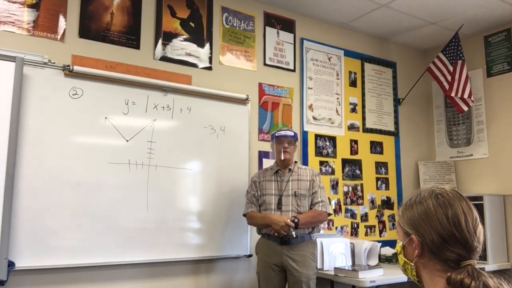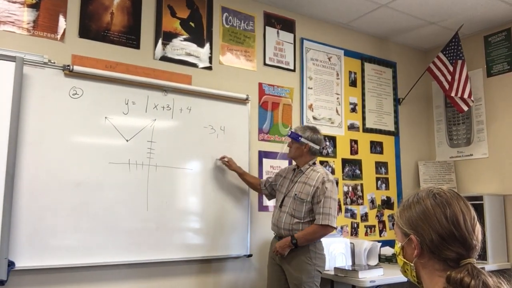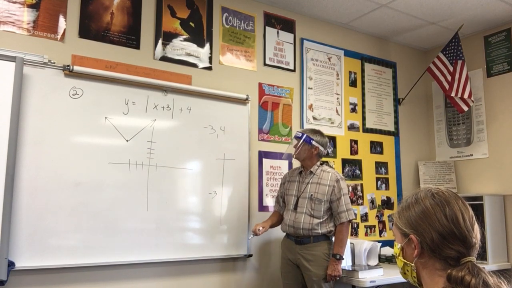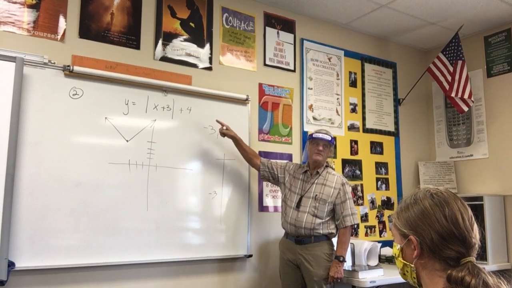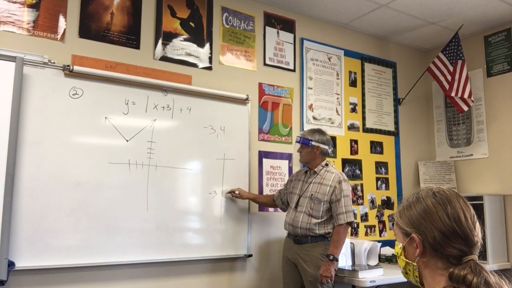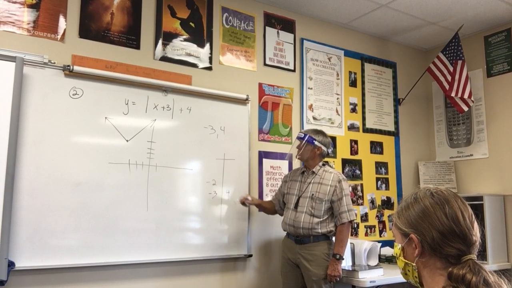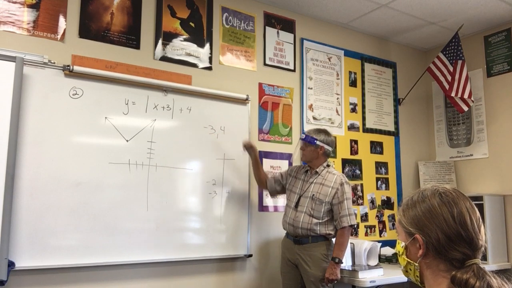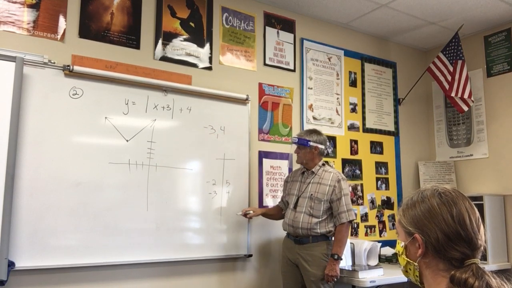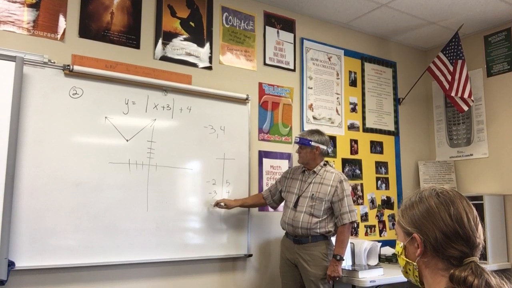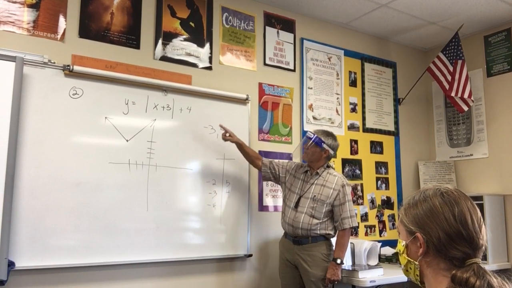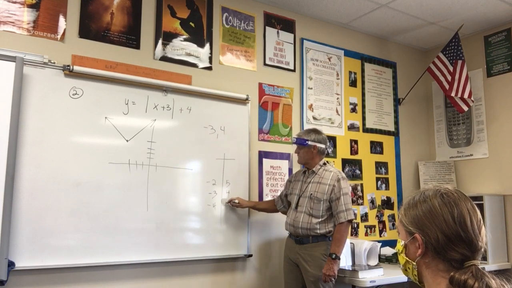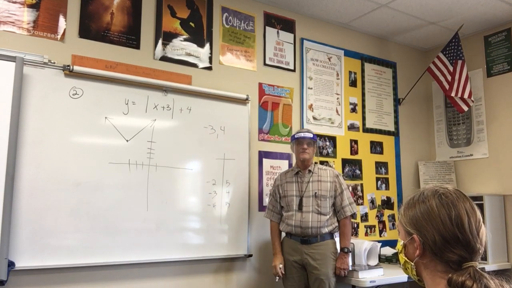I don't need to do a T-graph, I could. Okay, I would start with negative three. Negative three plus three is zero. Take the absolute value of that, add four. Negative two: negative two plus three is one. Take the absolute value of that, plus four is five. Negative four: negative four plus three is negative one. Take the absolute value of that, I get positive one, plus four is five again. That's where I get those coordinates.